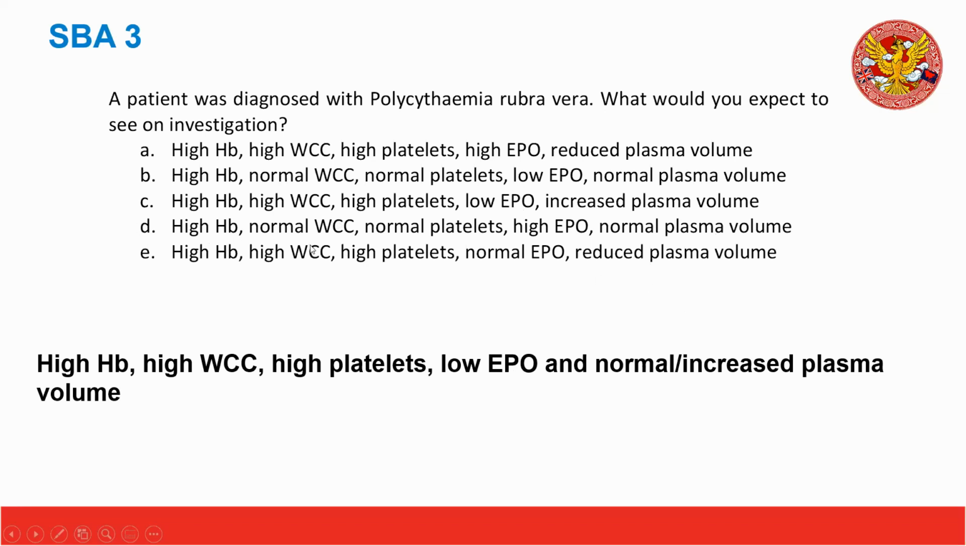And number D, obviously you get your high hemoglobin, your normal white cell count, normal platelets, but a high EPO and a normal plasma volume. That is your secondary absolute polycythemia.